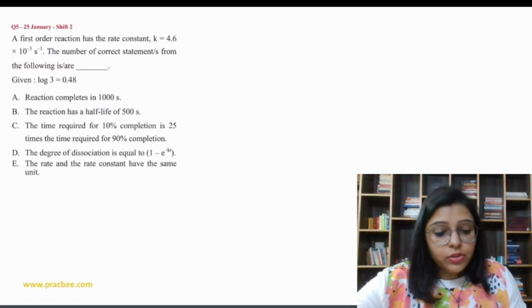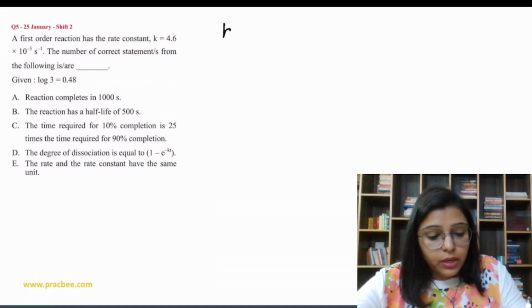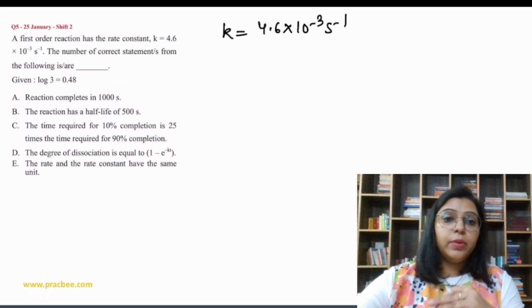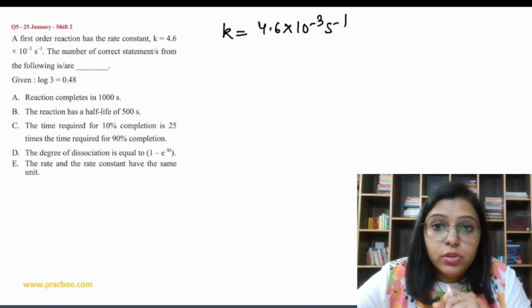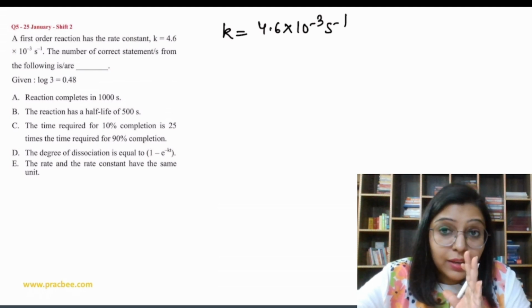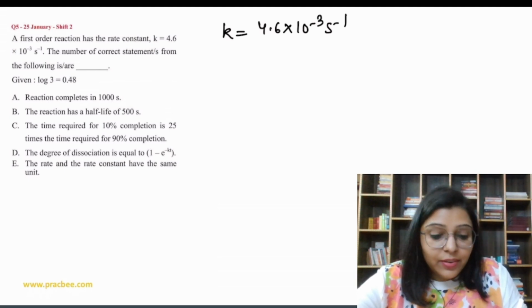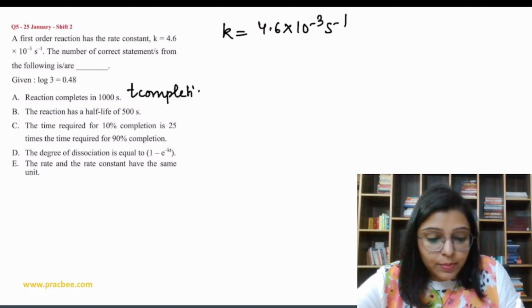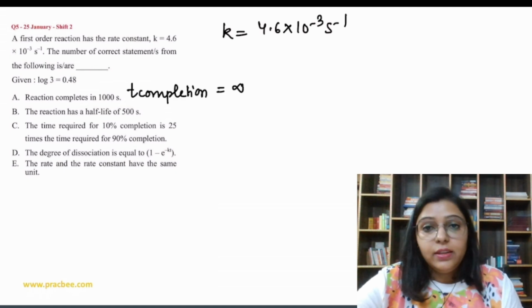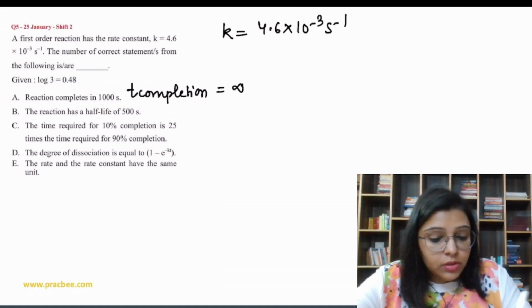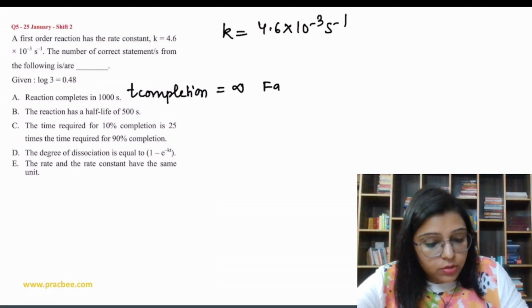A first order reaction has a rate constant K of 4.6 into 10 to the power minus 3 second inverse. We have to find out the number of correct statements from the following. The first: reaction completes in 1000 seconds. For a first order reaction, what happens? T completion is infinity, already discussed above. So we cannot complete this. So this is incorrect. That is false.